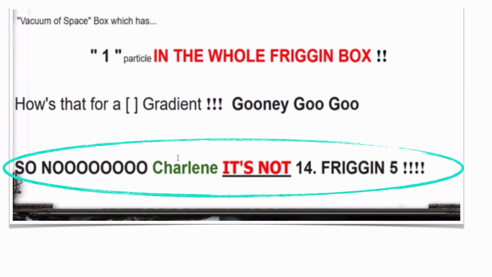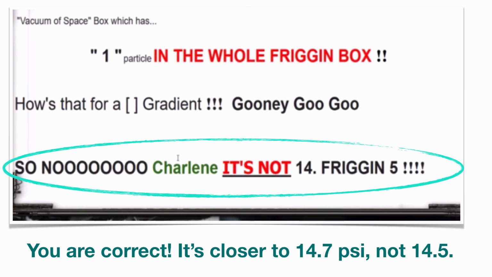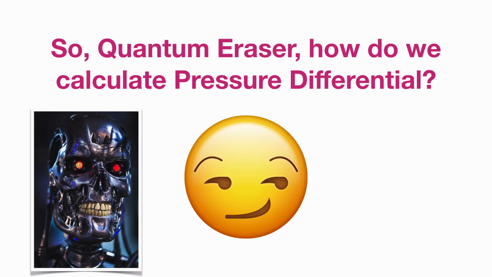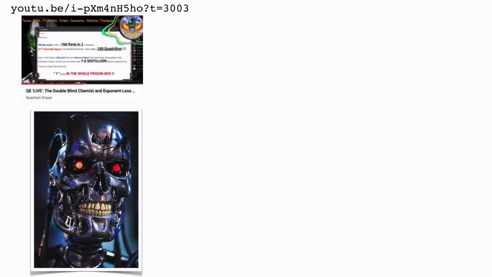So no, Charlene, it's not 14.5. Well, I will say this, Quantum Eraser, that you are correct. It is not 14.5. It is actually 14.7 psi, the pressure differential between sea level and outer space. So thank you for correcting me on that. So Quantum Eraser, how do we calculate pressure differential? Ask me that question again. That was in his toe tag video.